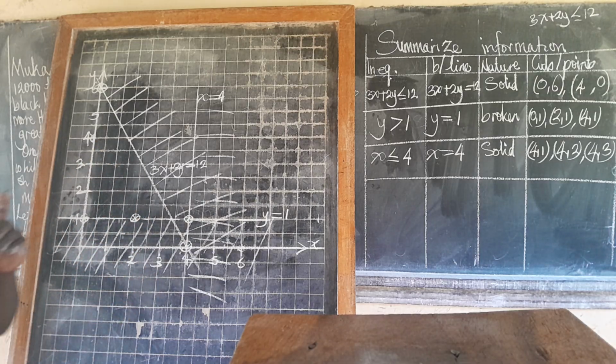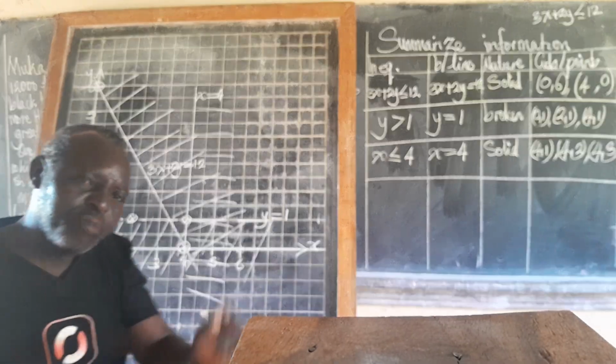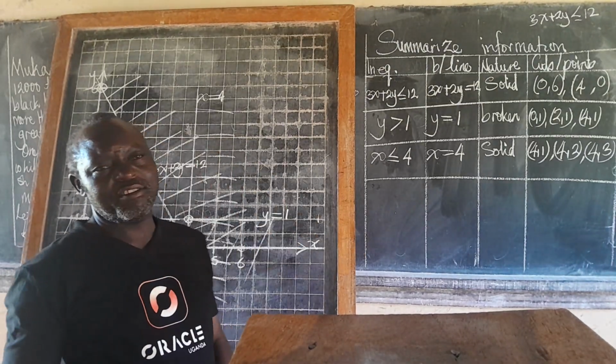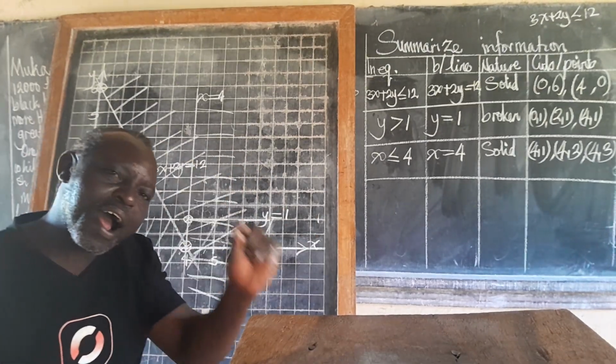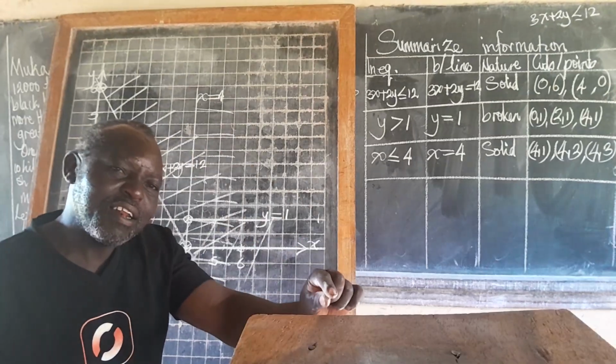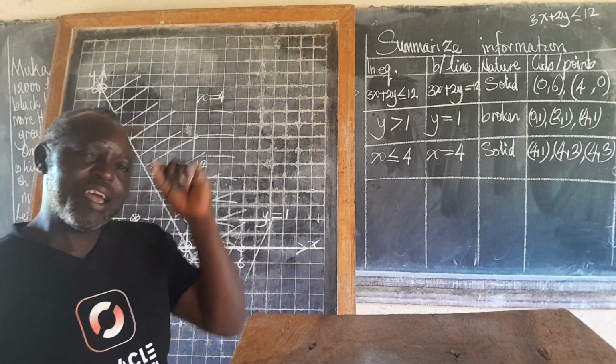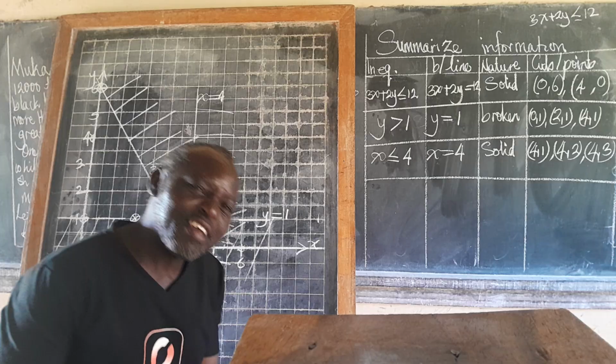But remember, we said that we have some special inequalities, like where we had that y is greater than 0 and x is greater than 0.